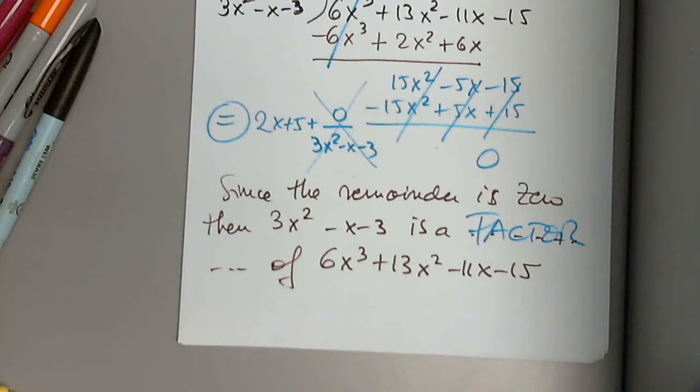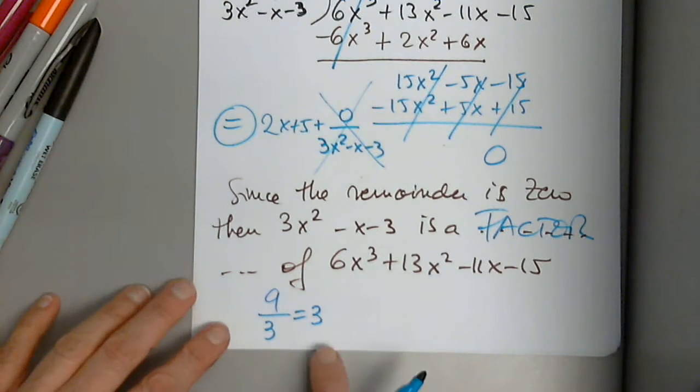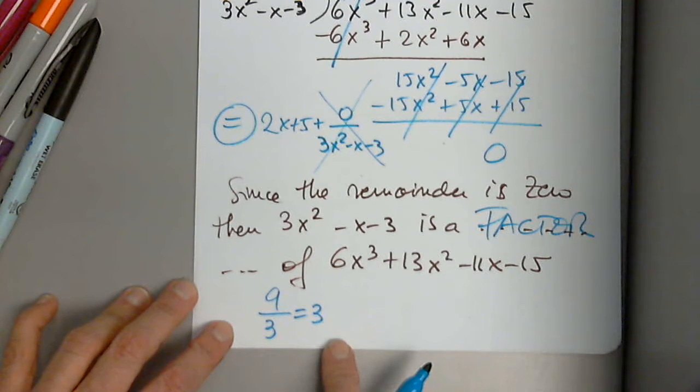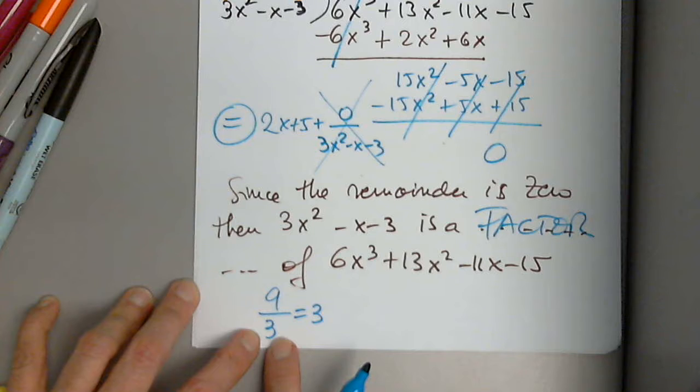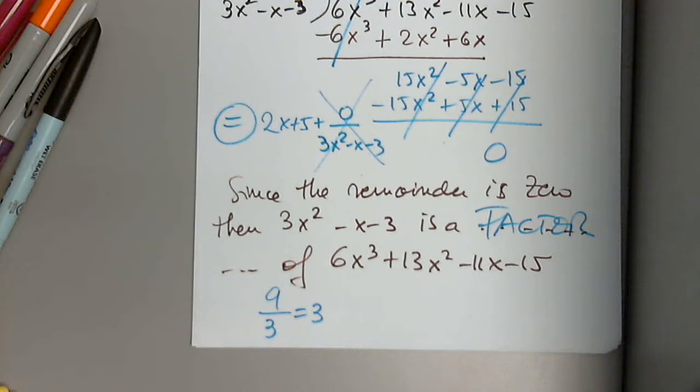It's the same thing I will say to you. 9 divided by 3 is 3. What is the remainder of this division? 0. Why? Because 3 is a factor of 9.